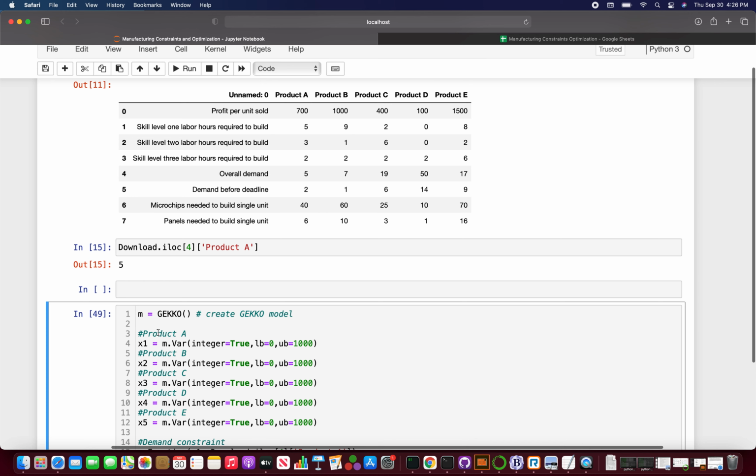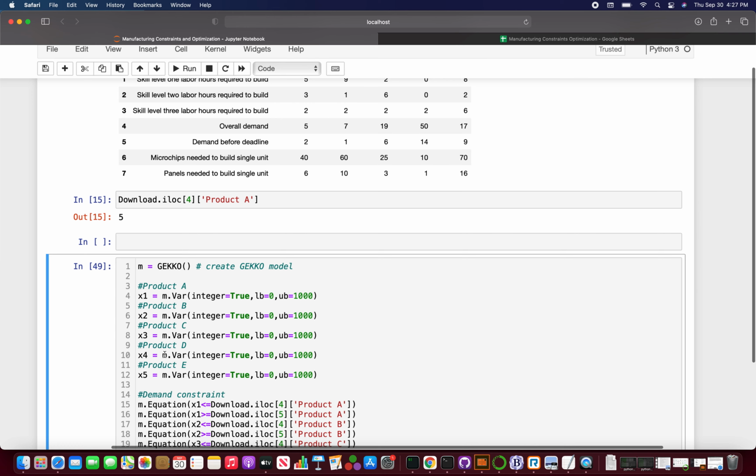So what we have here is we're saying the total number of product A's built by the end of the week needs to be an integer value, and its lower bound and upper bound are 0 and 1,000. Obviously we will not be making 1,000 of product A, because we're going to keep the total quantity between the overall demand and the demand before deadline. So this was just kind of slapped in there. It's not really important right now because our constraint will bind this even further. And so we produce this for each of the products, and now we'll get into some of our constraints.